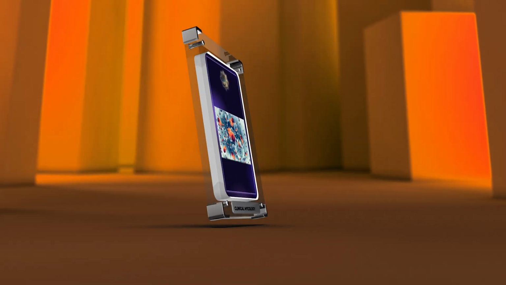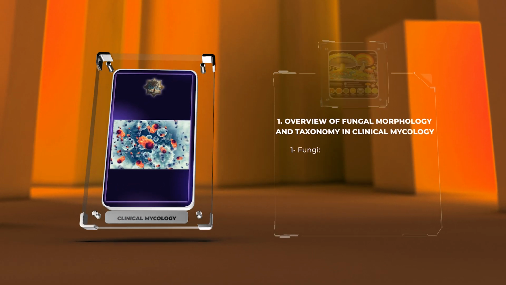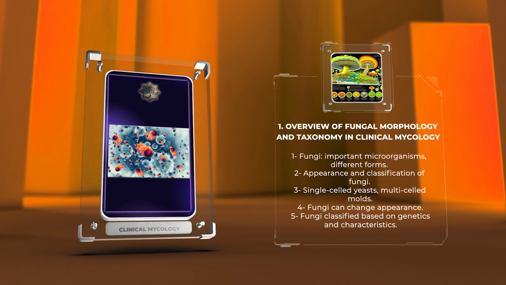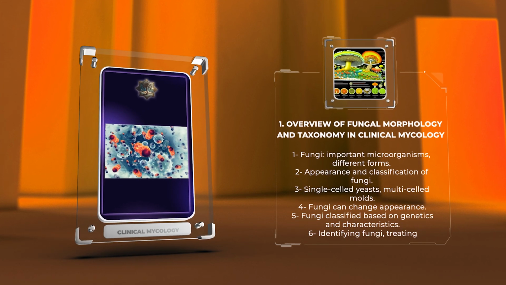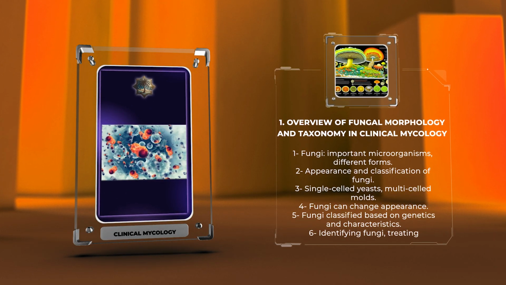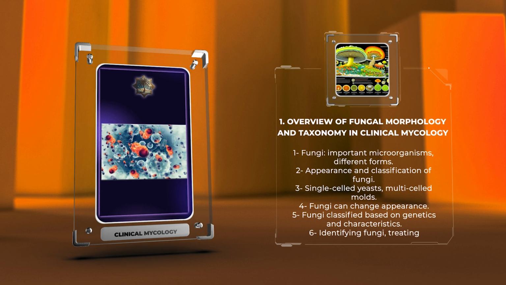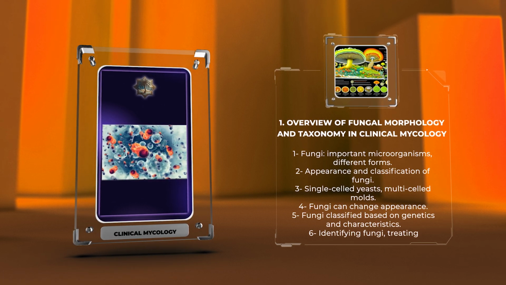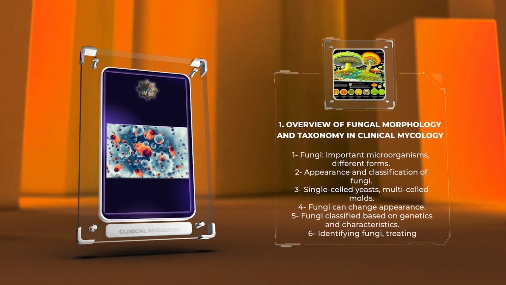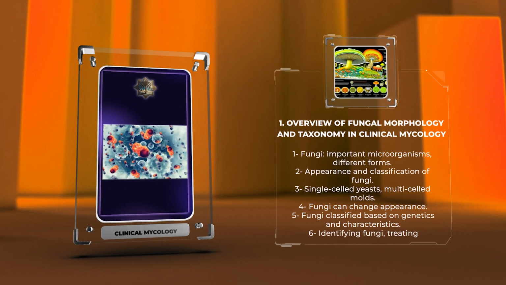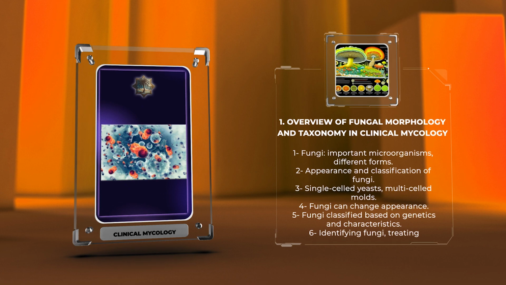Fungi are important microorganisms that come in different forms. Knowing their appearance and classification is important for identifying medically significant species. Fungi can be single-celled yeasts or multi-celled molds, and some can change their appearance. Fungi are classified into different groups based on genetics and characteristics. Understanding these classifications helps with identifying fungi and treating infections.